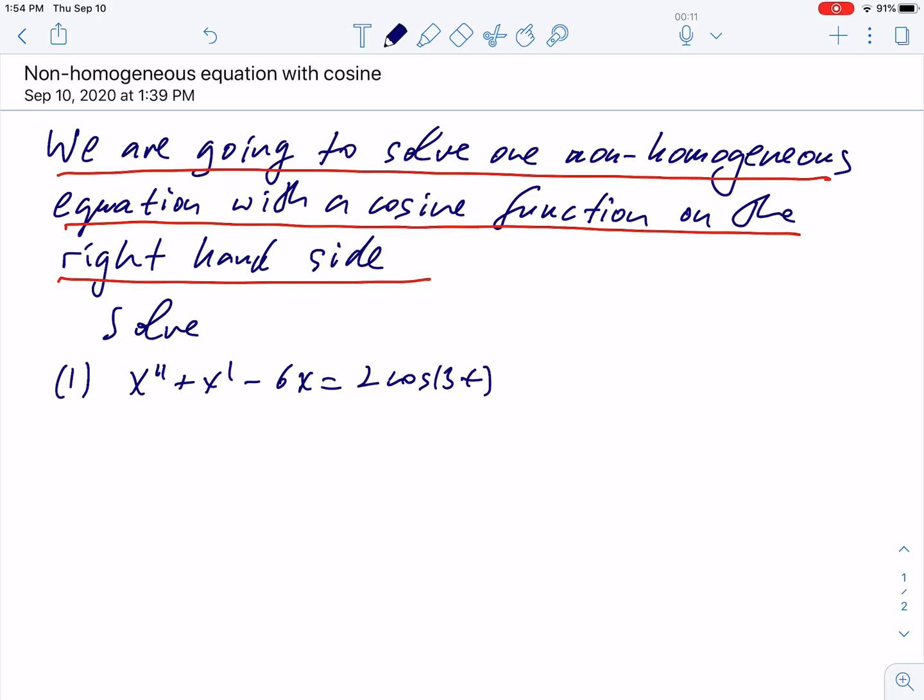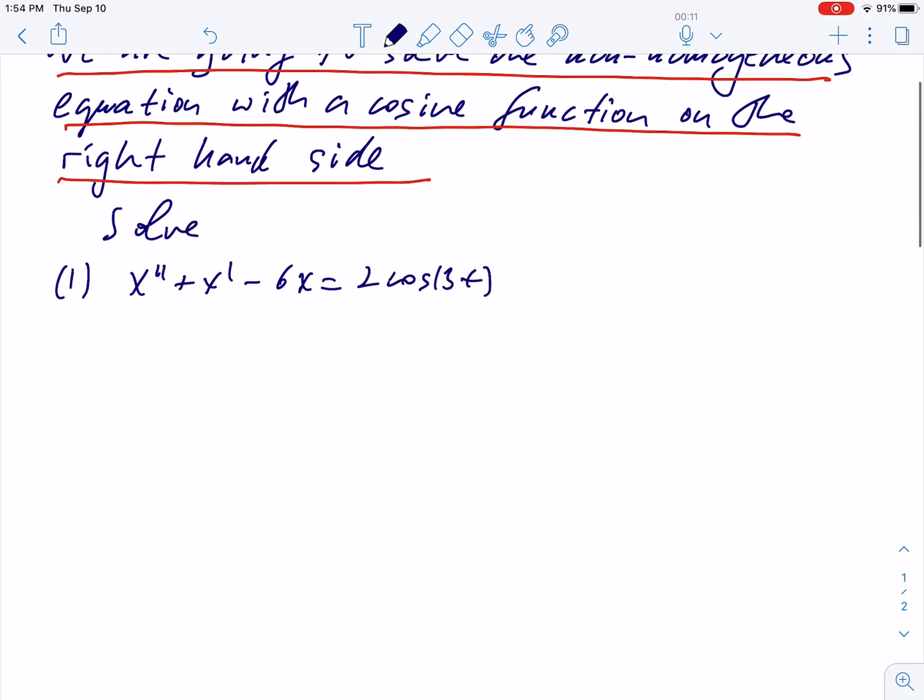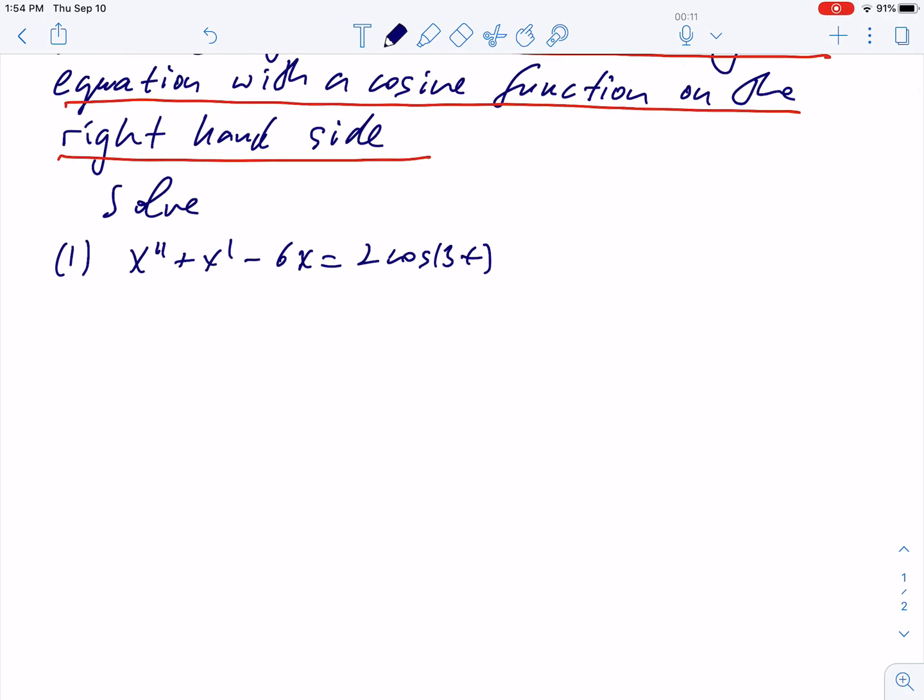In this lecture, we will solve a non-homogeneous equation where on the right-hand side we have a cosine function or sine or other similar, but not tangent or cotangent or secant. Only cosines and sines we can put here. Okay, this is the equation. Let's call it equation 1. And now we shall go through the steps.